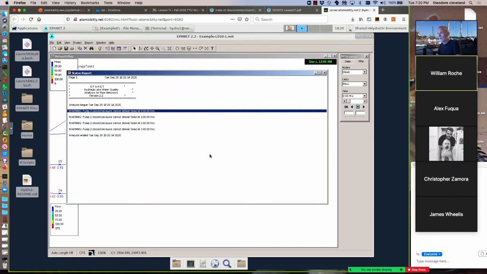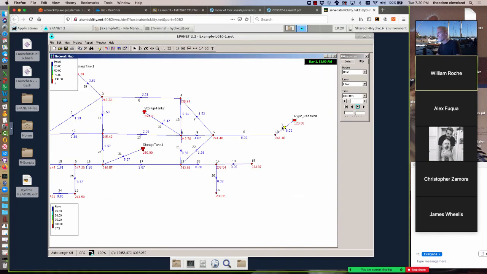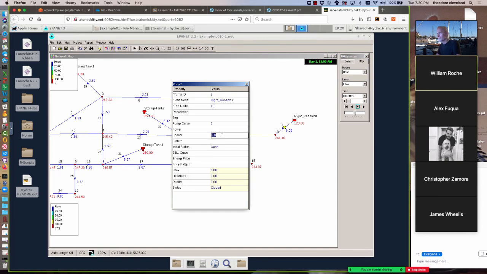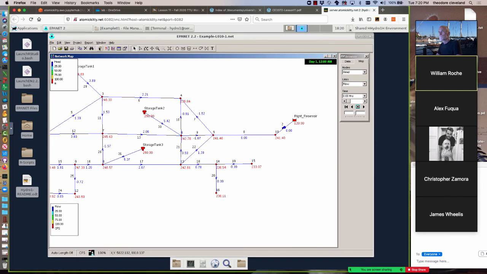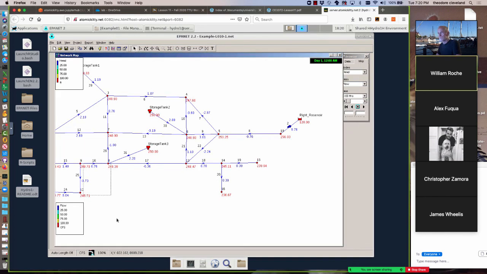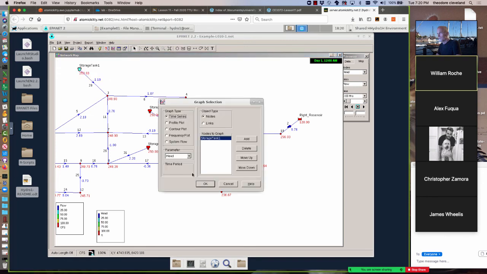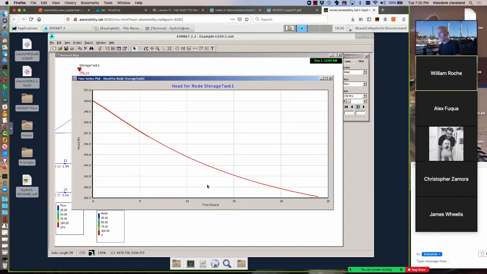Okay, so we're going to have some negative pressures. Pump 2 can't run that slow, so we'll have to bring its speed up just a touch. See if we get by with 90%. Okay, and now if we were to look at the head in the tank curves, I'm not sure they change much. But now that tank is draining over a 24-hour interval.